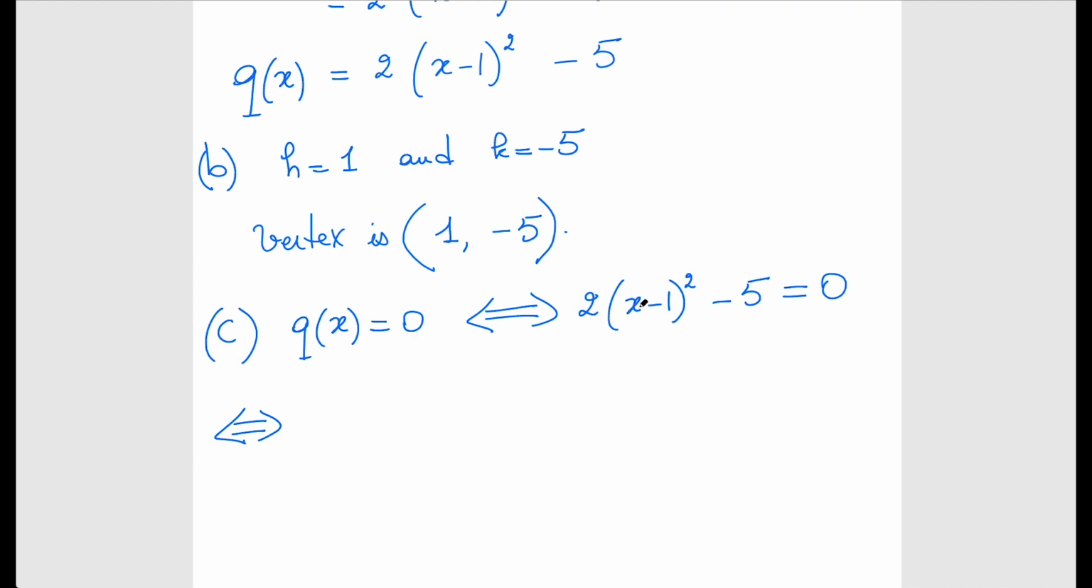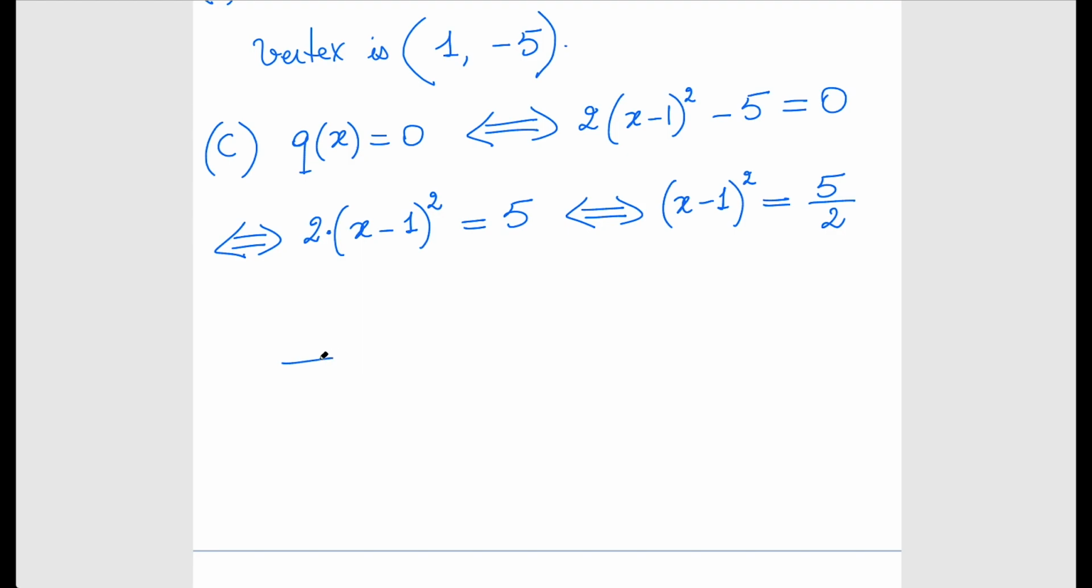And for this one, that's equivalent, by adding 5 to both sides, to 2 times x minus 1 squared equals 5, right? And next, I'm going to divide by 2, and I obtain x minus 1 squared is equal to 5 over 2.